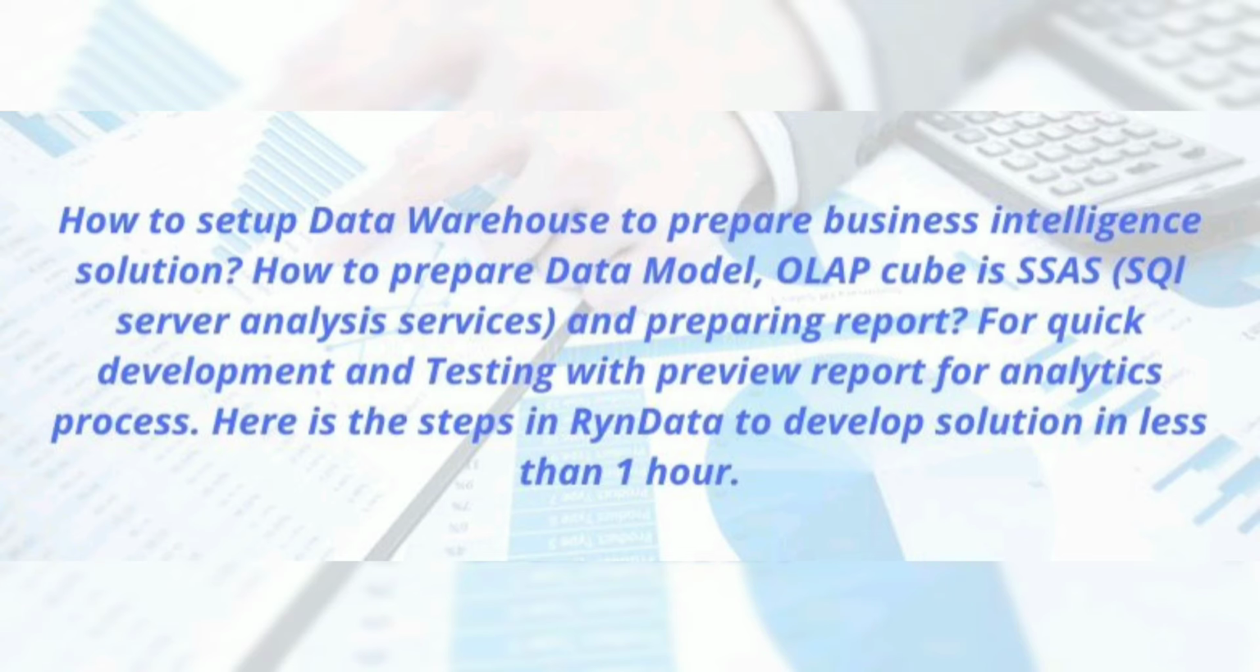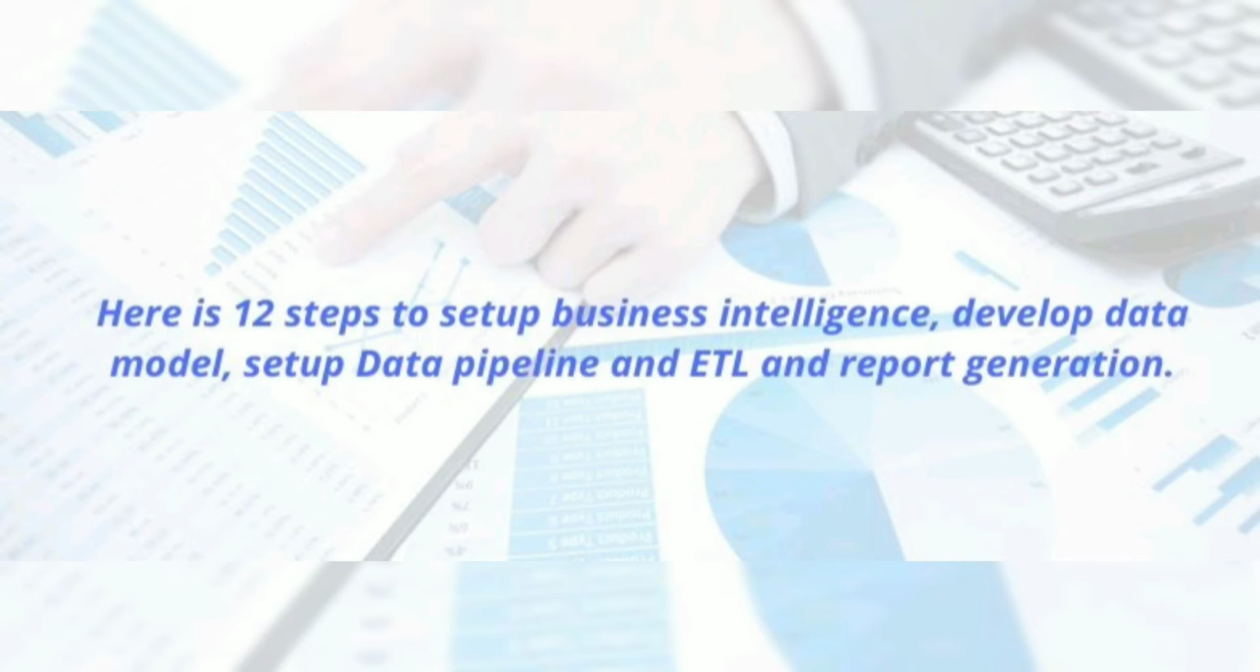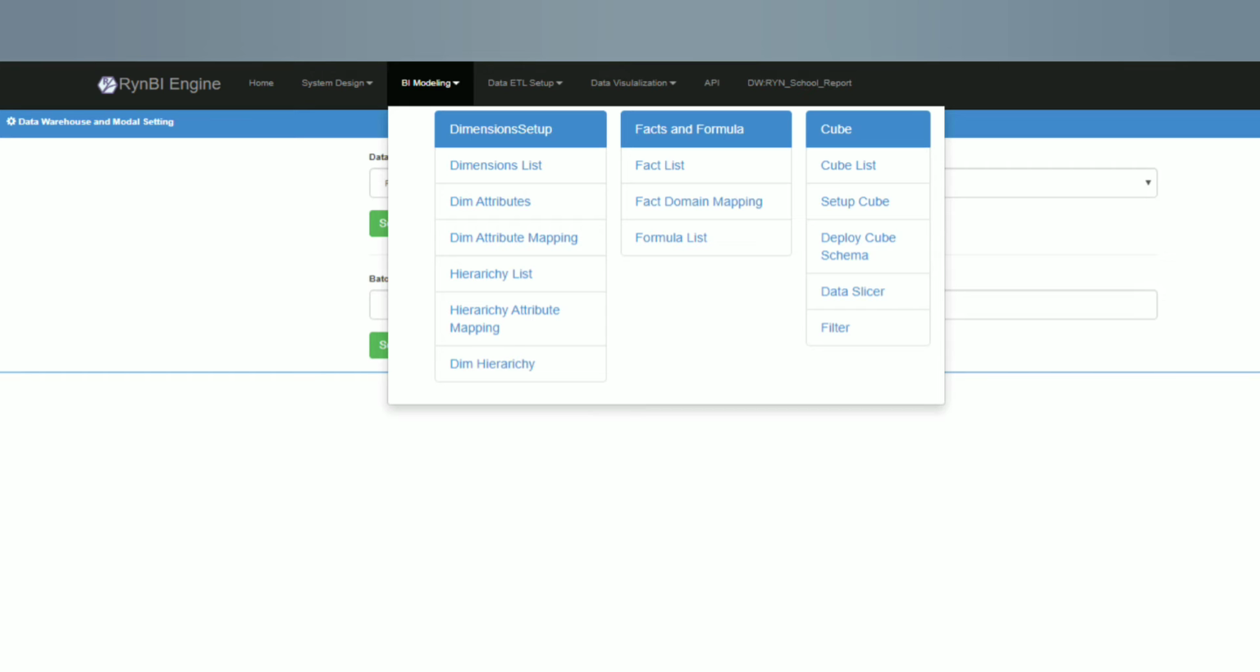Here are the steps in RynData to develop a solution in less than 1 hour. Here are 12 steps to set up business intelligence, develop the data model, set up the data pipeline and ETL, and report generation. Step 1. Set the SQL database server name and database as the target data warehouse system.